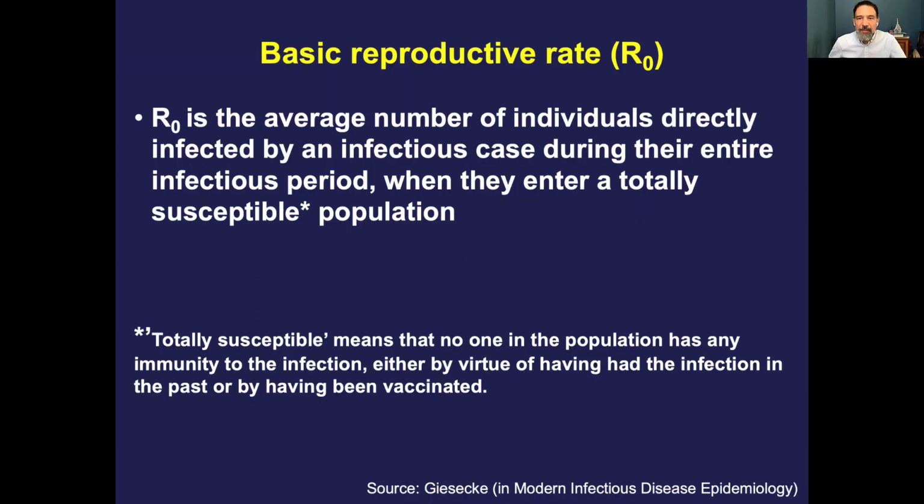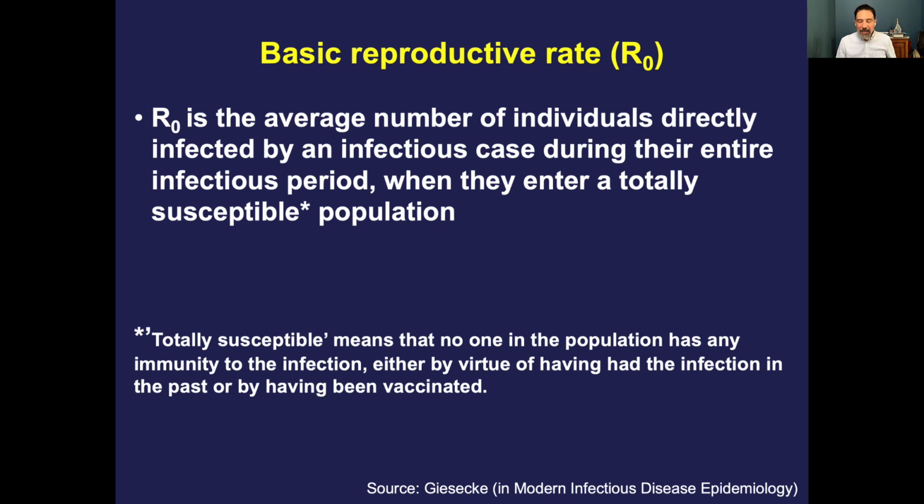An important concept and indicator of epidemic potential is the basic reproductive rate, or R0. R0 is defined as the average number of individuals directly infected by an infectious case during their entire infectious period. Importantly, when they enter a totally susceptible population. And by totally susceptible, we mean that no one else in that population has any immunity to the infection, either by virtue of having had the infection in the past or by having been vaccinated.